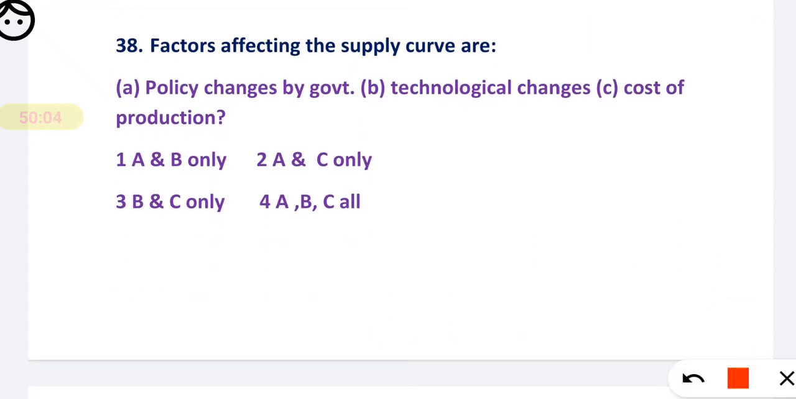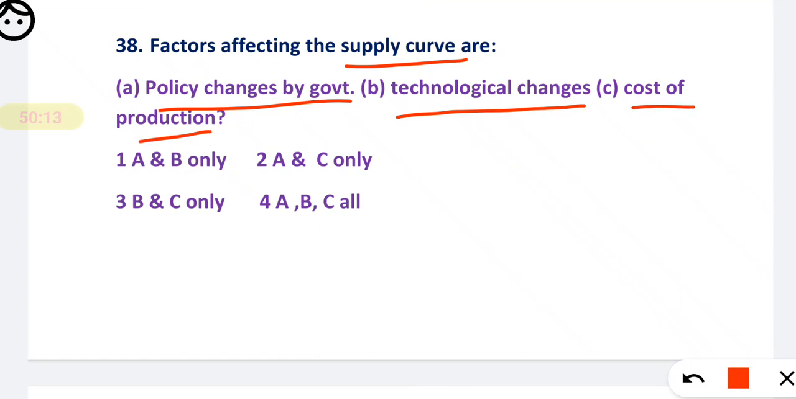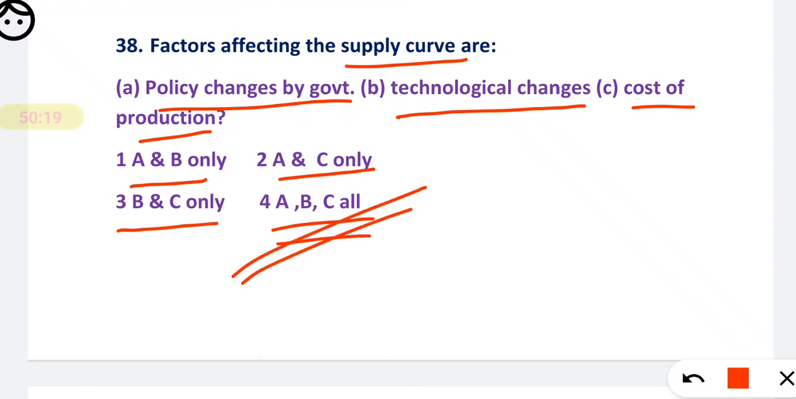It is very easy. What are the factors affecting the supply curve? A, policy changes by the government; B, technological changes; and C, the cost of production. A and B only, A and C only, B and C only, A, B, C all. I have already explained what the factors affecting the supply curve are: A, B as well as C. So option number 4 will be our correct option.